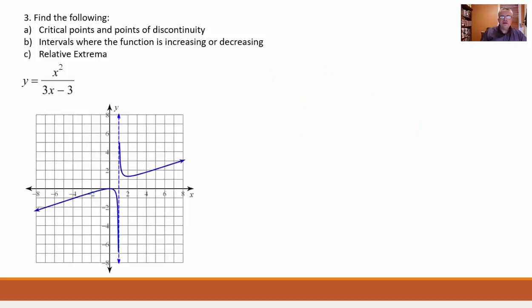Okay, let's take a look at this one. This is a little bit more exotic function. It has an asymptote. So it says list the critical points or points of discontinuity. The critical points would be where the derivative is 0. It occurs at x equals 0 and x equals 2. These are the critical points.